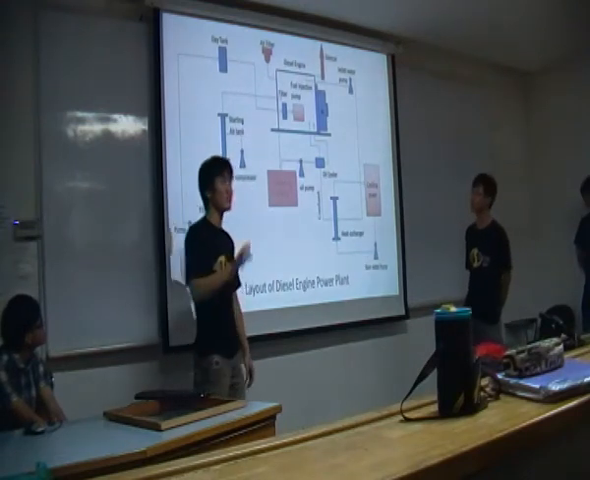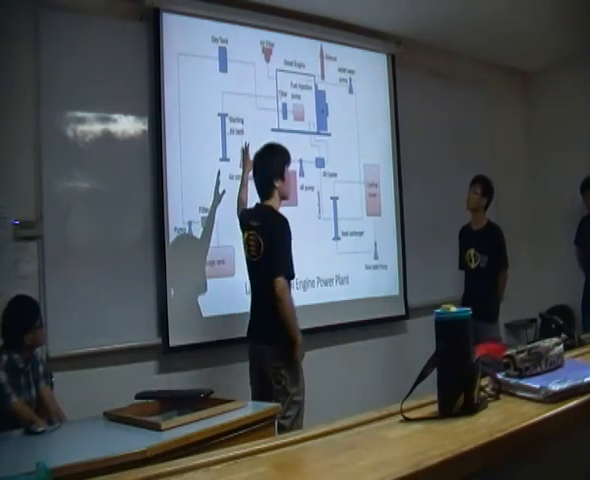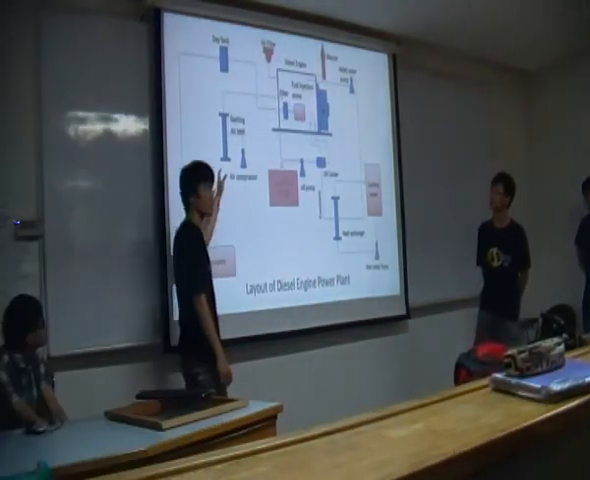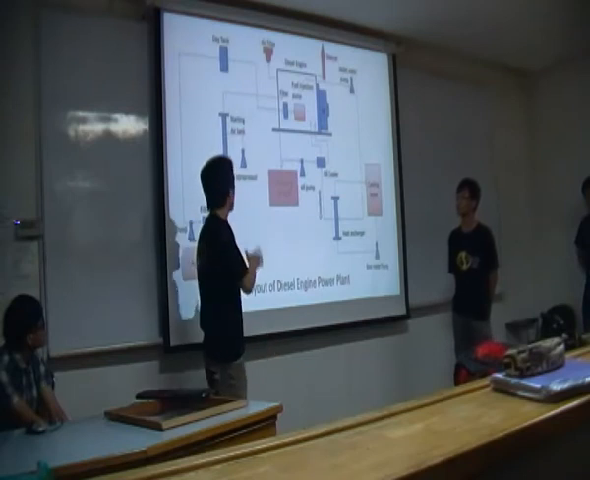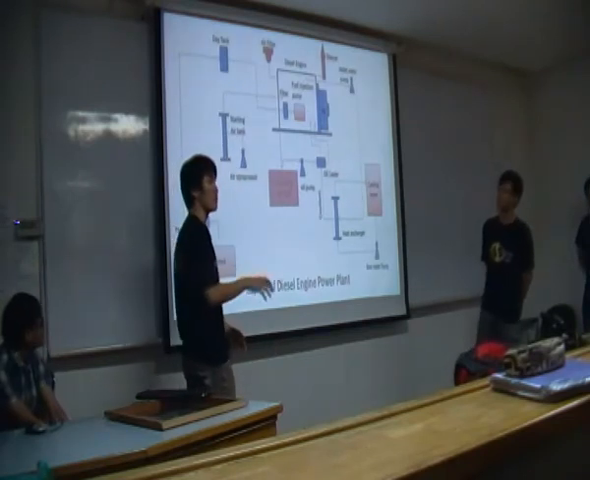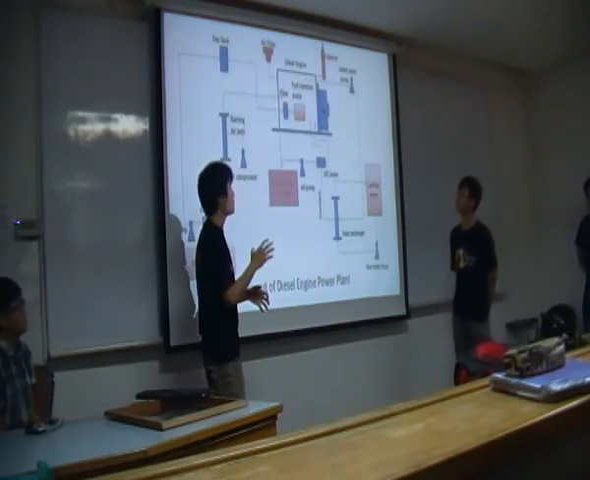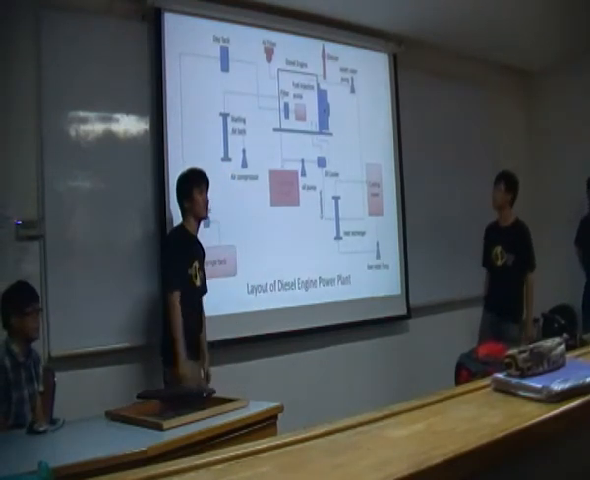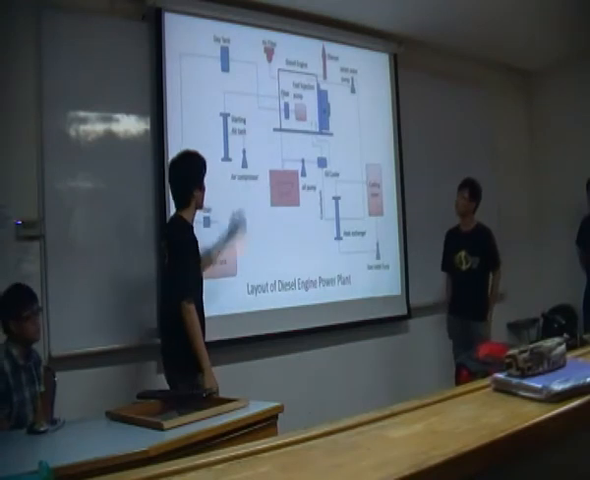Next, the fuel injection pump takes the fuel from the day tank into the engine. That brings us to our second system, the air intake system, consisting of the air filter, air compressor, and also a starting air tank. The air is taken in and then filtered so that it is clean for the combustion process later in the diesel engine. Now let's take a look at the diesel engine.